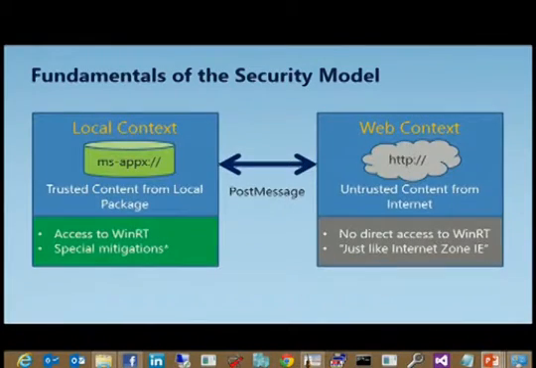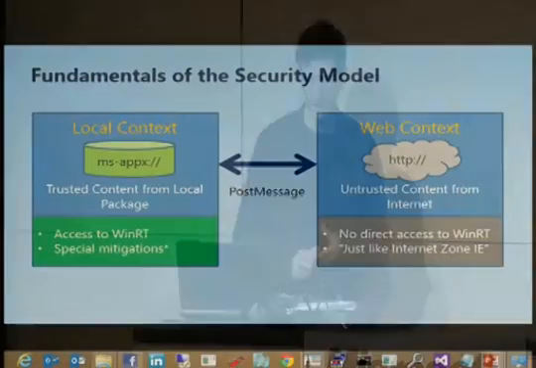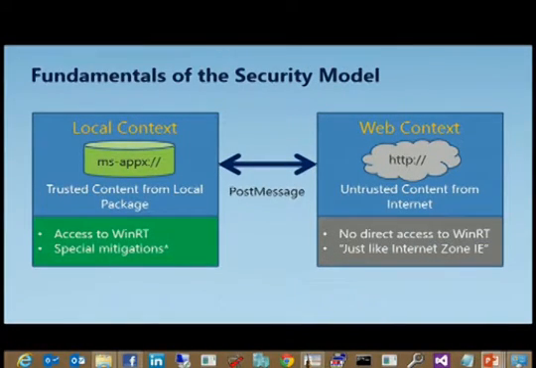And I just want to show the one-page view of what the security model looks like at this level of the system. Each frame or window within an application that's built on web technologies has a security context associated with it. Trusted content from the local package is in what's termed the local context, which can be identified by the MS AppX protocol scheme. It has access to WinRT, but it also has some special mitigations applied that I'll talk about.